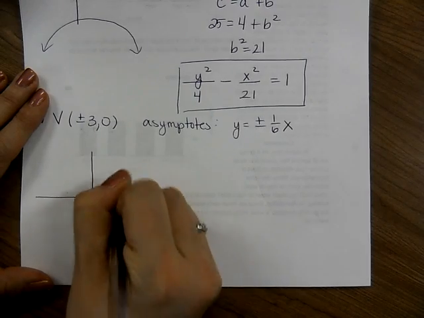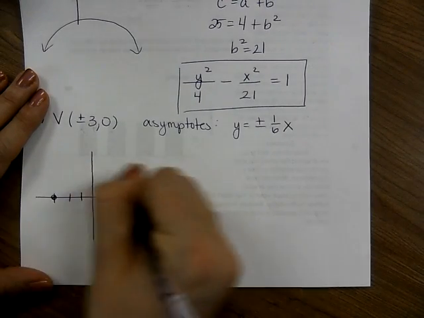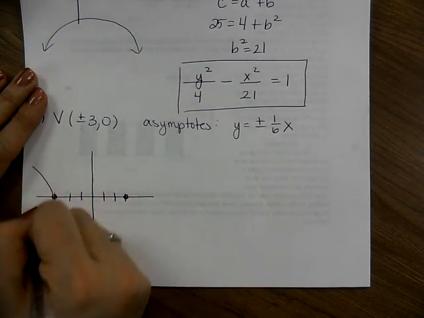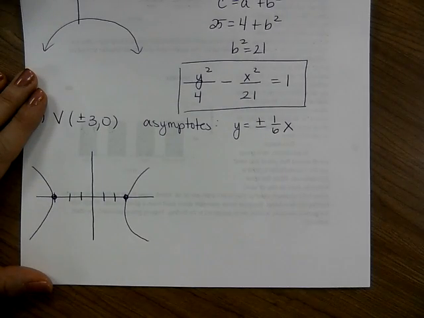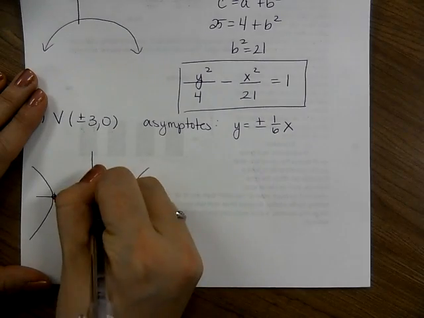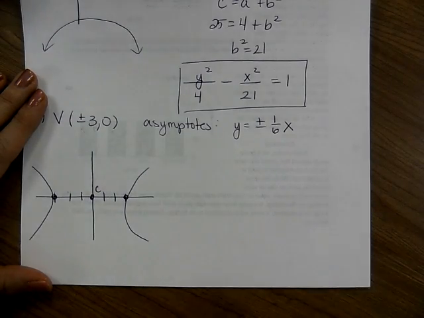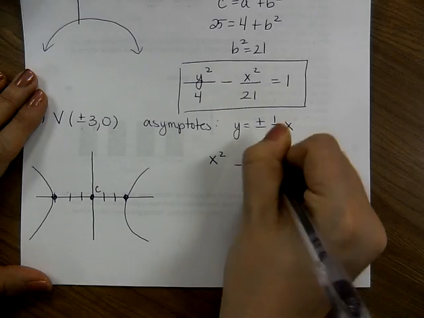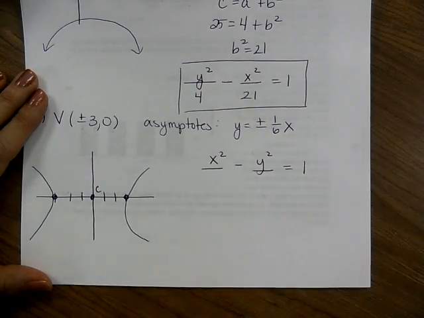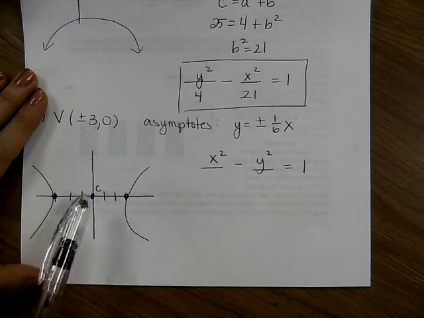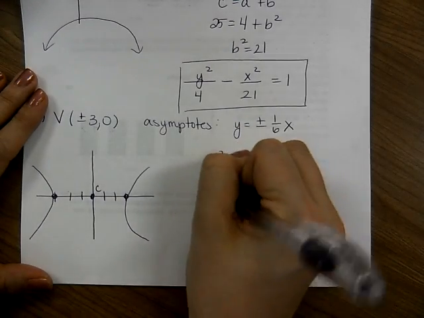If the vertices are at 3, 0 and negative 3, 0, what's the orientation here? Horizontal. It's got to look like this, right? Doesn't the center have to be in between? Directly in the middle. So the center has to be at 0, 0. So that means that this is a positive x squared, right? So far I know x squared minus y squared equals 1. Do I know A or B? Yes. We know A. Isn't A 3? Right? Because it's a distance from the center to a vertex. So that means that this is 9.